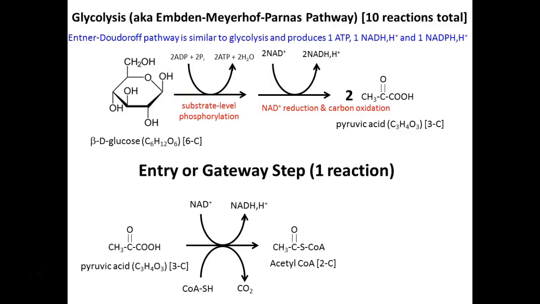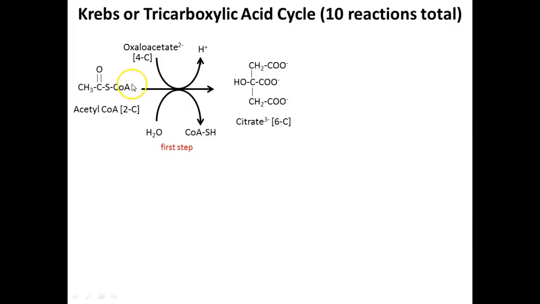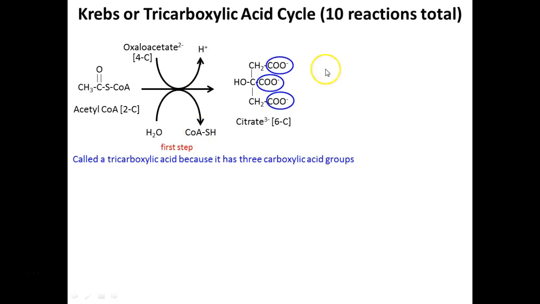And then there's the gateway step. So again, as I said, notice electrons, and we're even getting rid of some carbon here in the form of carbon dioxide. So now we're going to go into the Krebs cycle, right? We're going to add it to oxaloacetate, and again we've got the formation of a molecule, which is why the Krebs cycle has multiple names.